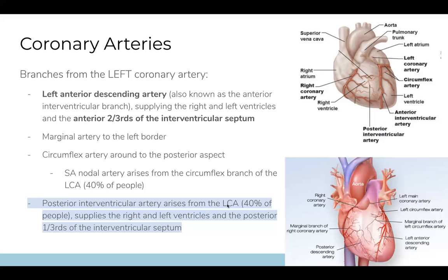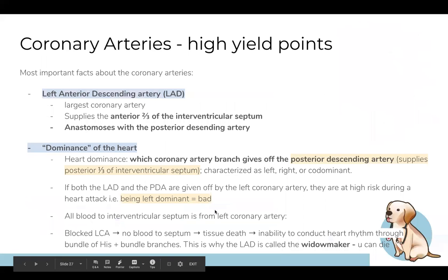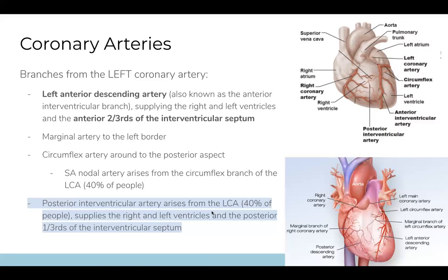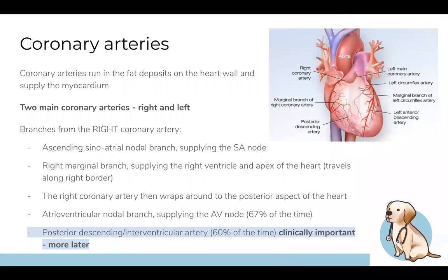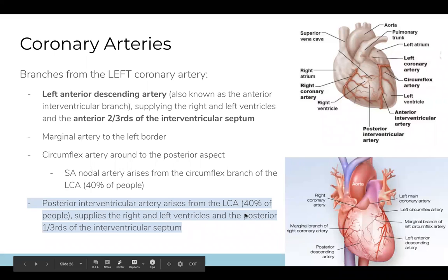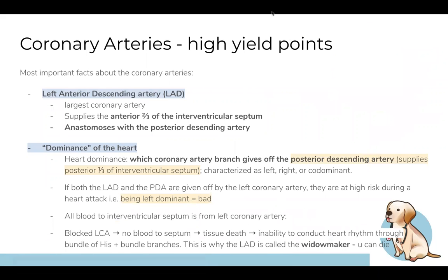Okay, so do I explain it here? Your posterior interventricular artery, while it can come off your right coronary artery, can sometimes come off your left coronary artery, and that supplies the posterior 1/3 of the interventricular septum. So you can see a couple of things are recurring, so I'm going to explain it here. These are the most high yield points.